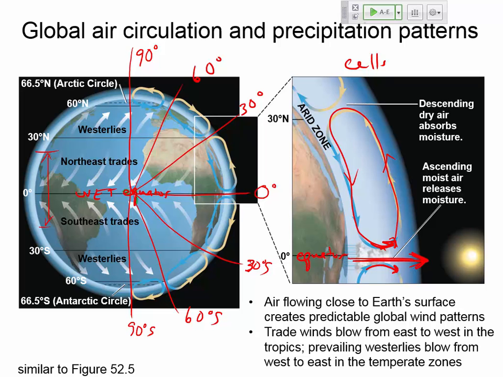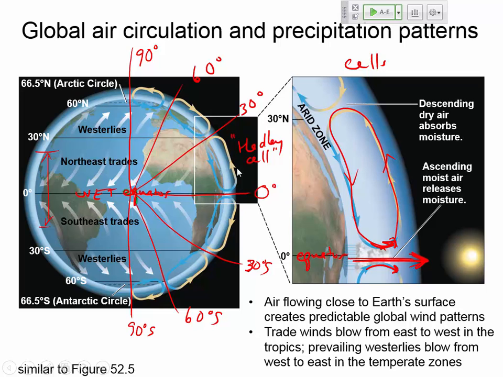So why does that then lead to a pattern shown here where the arrows are not just pointing straight down, as you would think from examining this cell here in more detail? And by the way, this cell here is referred to as the so-called Hadley cell, this one between 0 and 30 degrees north or 0 and 30 degrees south. These big circulating air patterns are called Hadley cells.